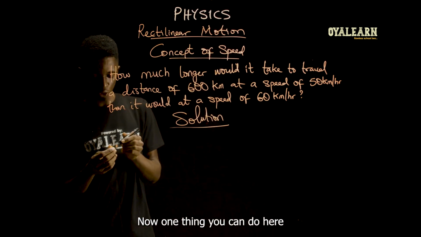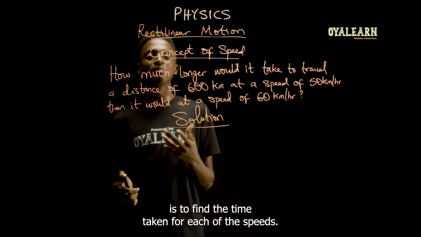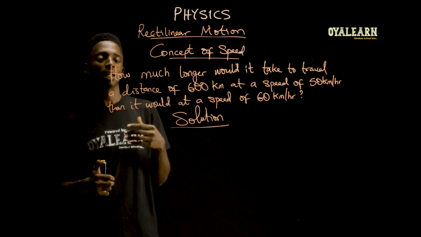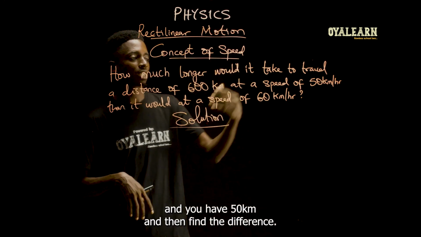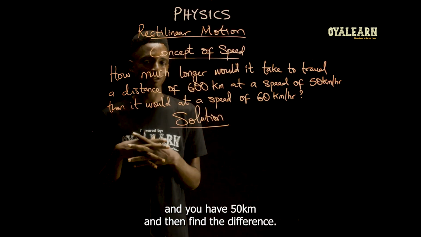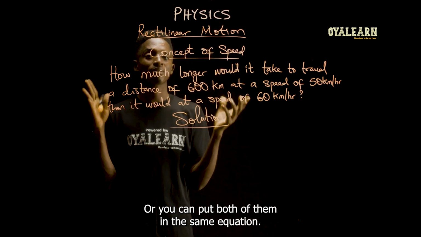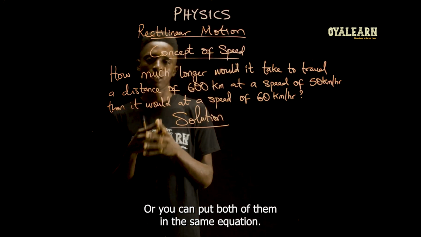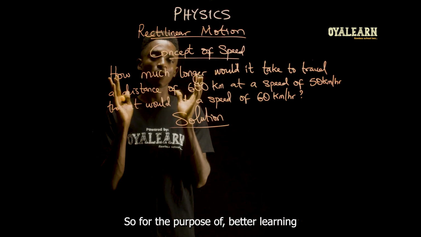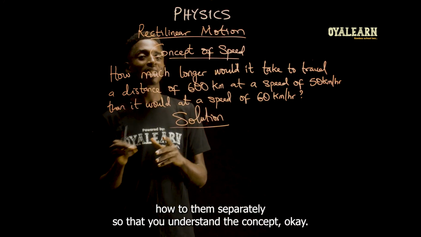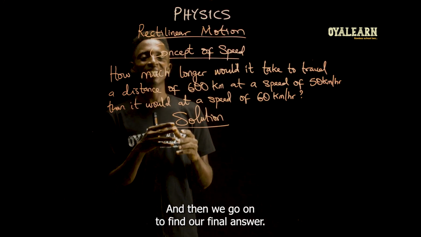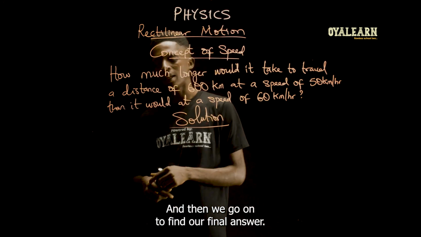Now, one thing you can do here is to find the time taken for each of the speeds. First, you can do the case when you have 60 kilometers per hour and the case when you have 50 kilometers per hour and then find the difference. Or you can put both of them in the same equation. For the purpose of better learning, I will do them separately so that you understand the concept, and then we go on to find our final answer.